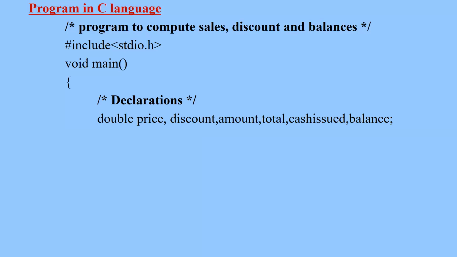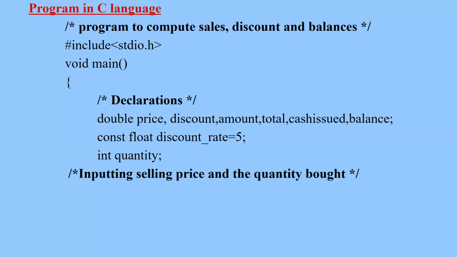And these are memory locations assigned to numbers with decimal points, called price, discount, amount, total, cash issued, and balance. Then declare another memory location called discount rate and assign it the value 5. So that is a memory location that is going to hold numbers with decimal points or fractional parts, and we assign it 5. Then declare a memory location that is going to hold a whole number quantity.